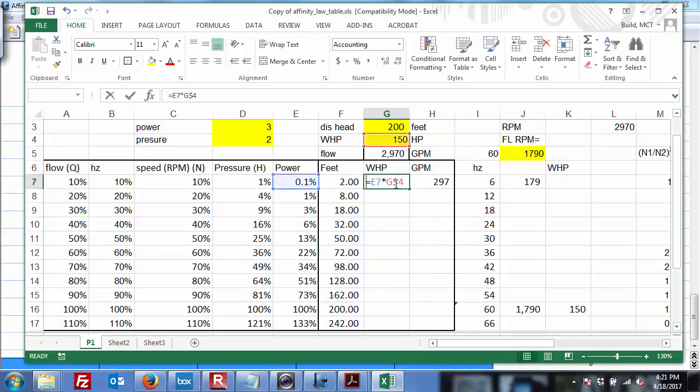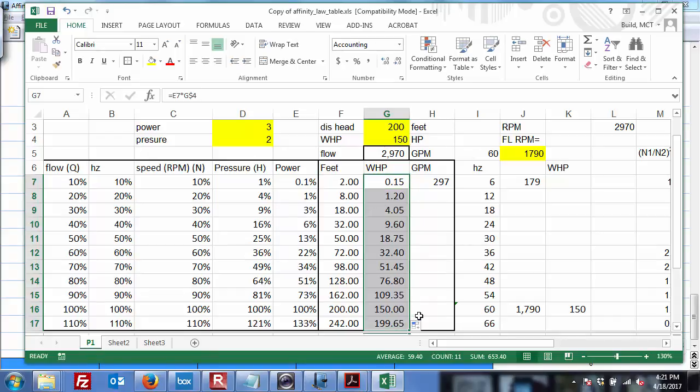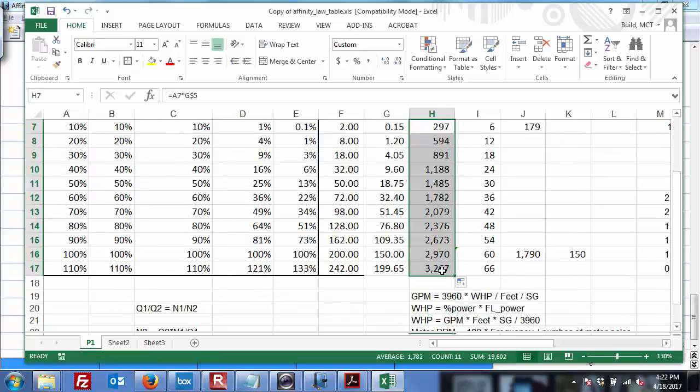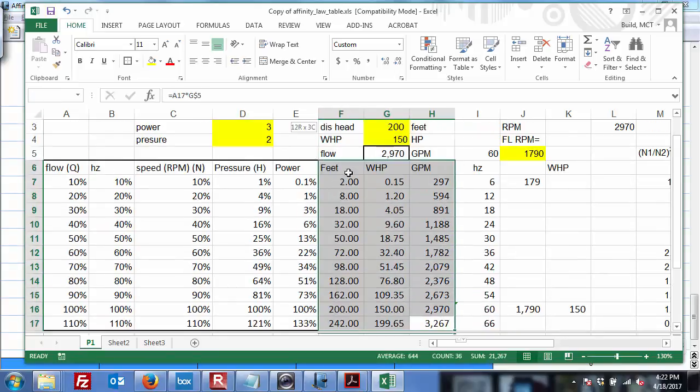For our horsepower, our baseline 100% horsepower is 150. Here's our affinity law. So I can take that, drag it down, double check nicely. The 150 comes back right where it should. Gallons per minute: I take my flow rates, multiply it by my baseline, 297 for that guy at 10%, all the way down. Cool, and then my 2970 comes back out at 100%, and I will now box that in.